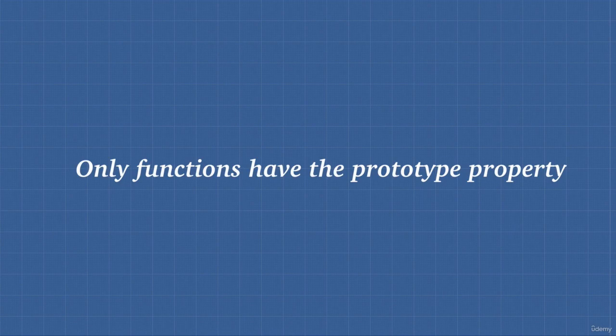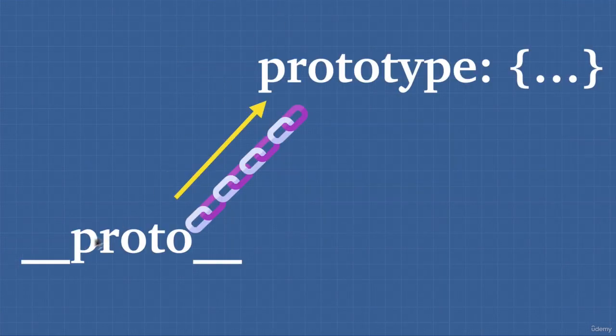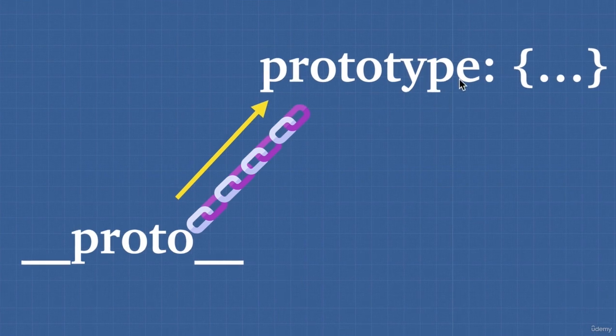Now, this statement is true. Only functions have the prototype property. What does that mean? Remember this? How proto points to the prototype object? Well, the thing that contains this prototype object is always a function.